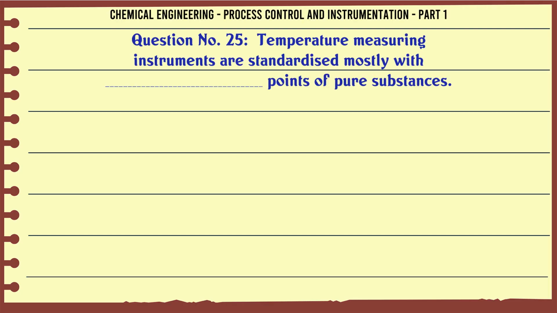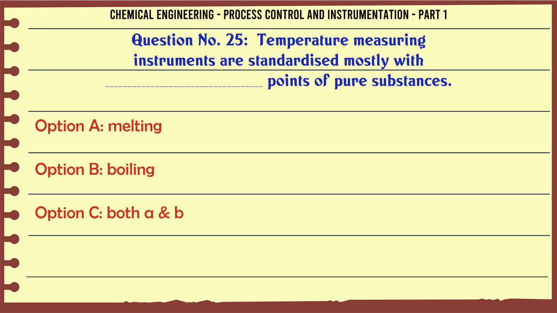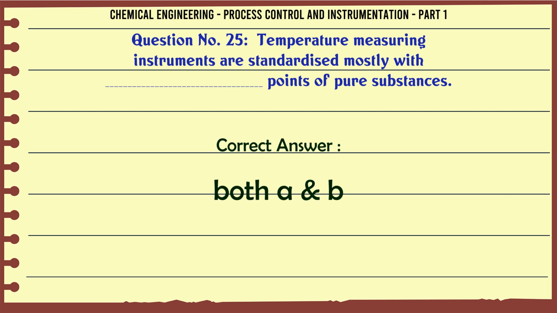Temperature measuring instruments are standardized mostly with ____ points of pure substances. A. melting, B. boiling, C. both A and B, D. neither A nor B. The correct answer is both A and B.